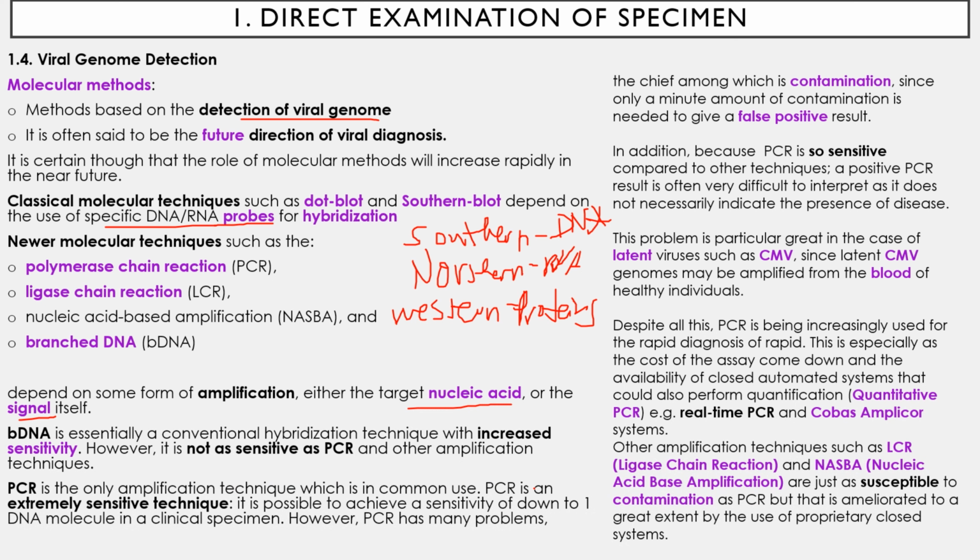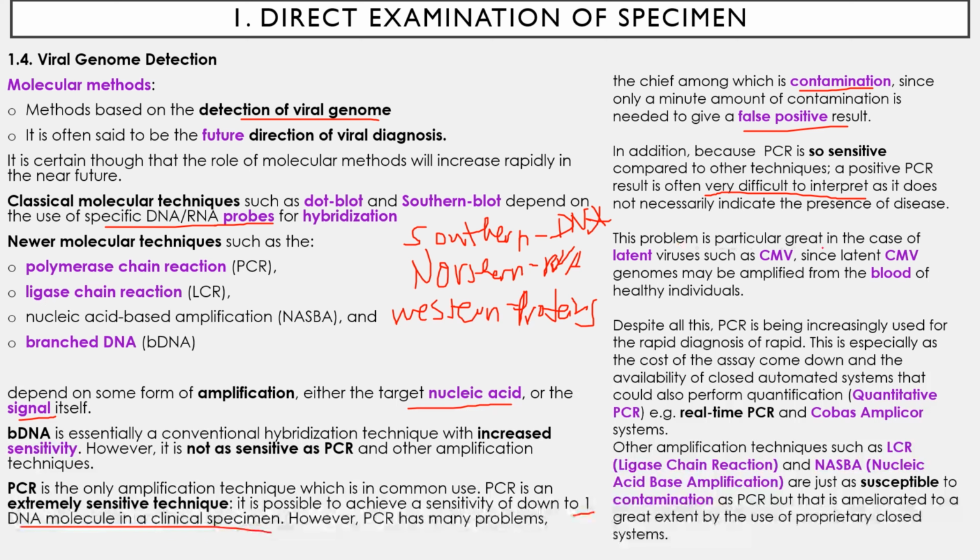PCR is an extremely sensitive technique. It is possible to achieve a sensitivity of down to 1 DNA molecule in a clinical specimen. However, PCR has many problems. Ang pinaka-common is contamination, since only a small amount of contamination is needed to give a false positive result. In addition, PCR is so sensitive compared to other techniques that a positive PCR result is often very difficult to interpret, as it does not necessarily indicate the presence of disease.